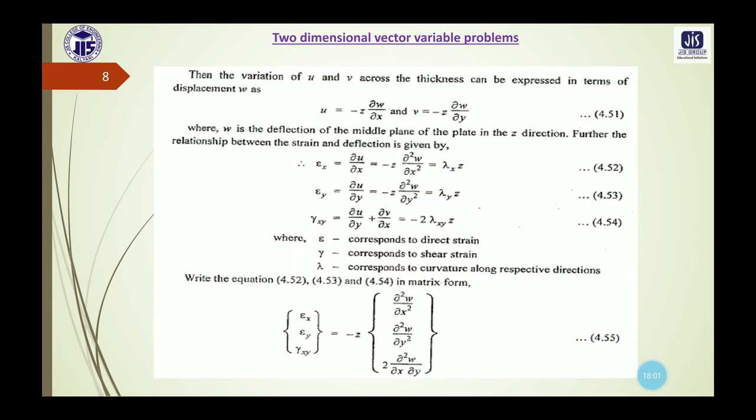Now the relationship between the strain and deflection is represented as epsilon x equals del u del x, which equals minus z del 2 w del x2, which equals lambda x multiplied by z. This is equation number 4.52, the relationship between the strain and deflection.